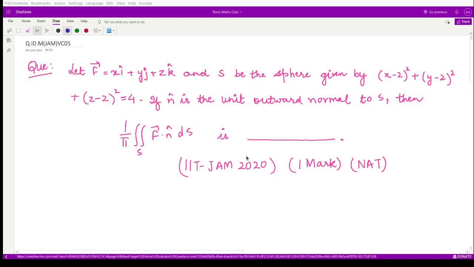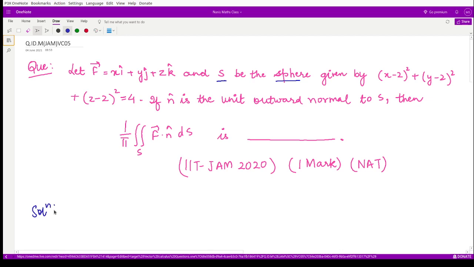Okay, so let us now move on to our next question. It says that let f vector, which is defined to be xi cap plus yj cap plus zk cap, and S, which is the sphere given by (x minus 2) whole square plus (y minus 2) whole square plus (z minus 2) whole square is equal to 4.